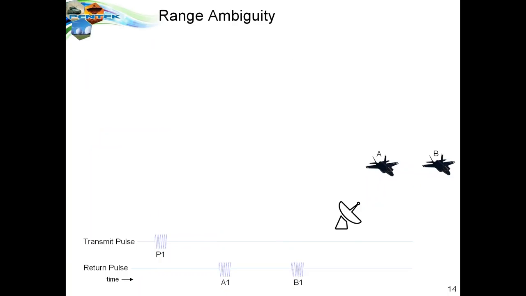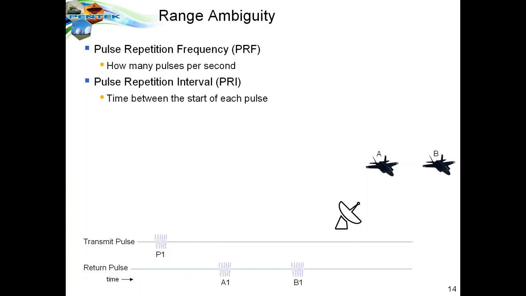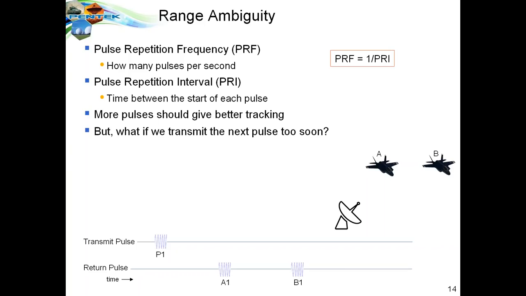Let's take a look at one of the problems in radars, and that's called range ambiguity. First of all, we'll introduce the term pulse repetition frequency, or PRF. This is the number of pulses per second emitted from the radar. Another term, PRI, or pulse repetition interval, is the time between each pulse. In fact, these two are measuring the same thing, one in time and one in frequency, and the PRF and the PRI are reciprocals of each other. So you might think that more pulses would give you better tracking of the target. But what happens if we transmit the next pulse too soon after the first pulse?